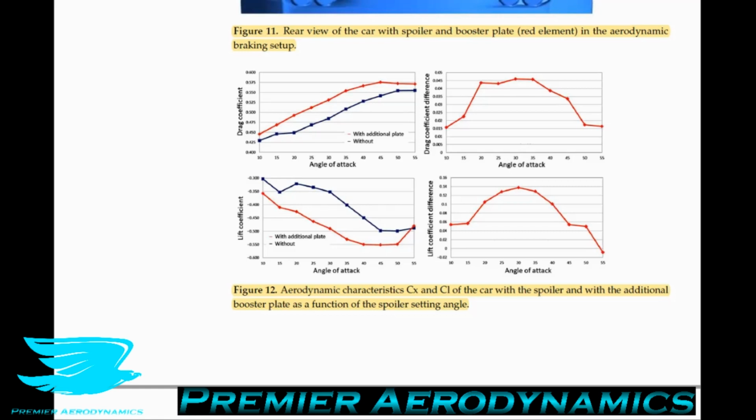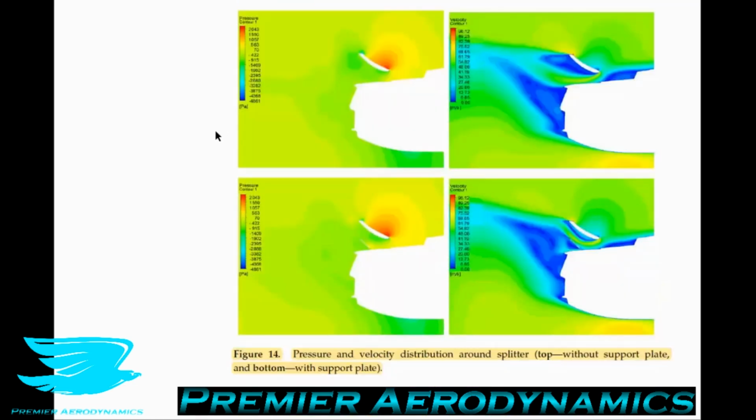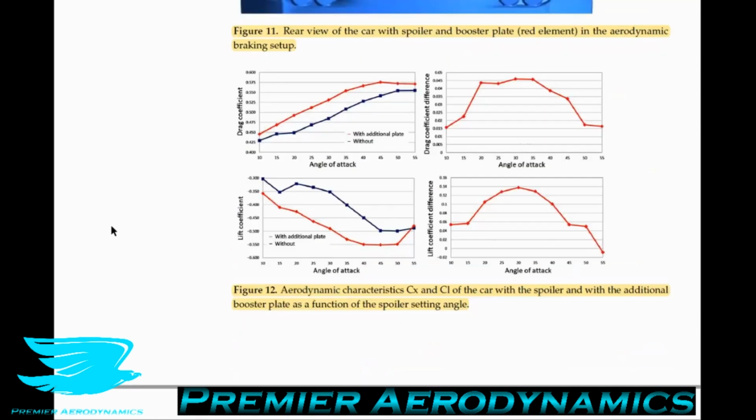They say the most remarkable differences occur for a 30-degree position angle, and for this case, the visualizations are shown down here. We'll discuss those in a second. Let's move back to the graphs for the second now. The maximum difference in the downforce coefficients between the two cases was 0.14. From the graphs, it can also be seen that a similar drag coefficient as for the pure spoiler during braking occurs for the spoiler with a booster plate at an angle of attack of 20 degrees or less.